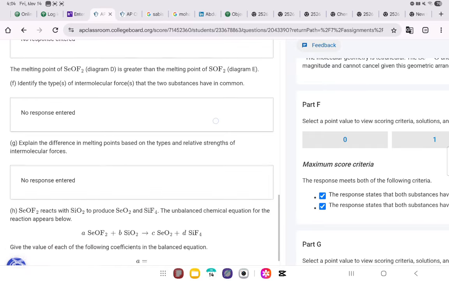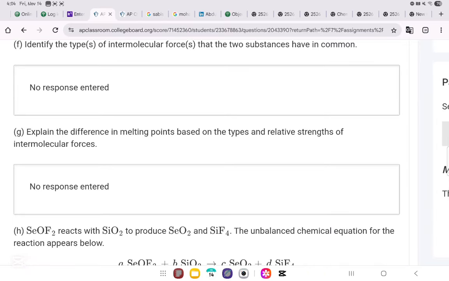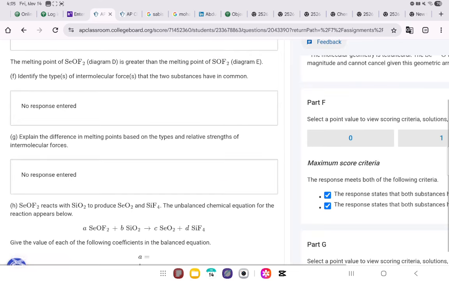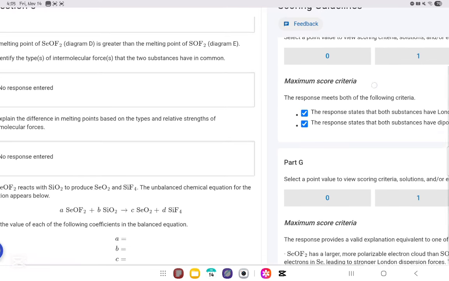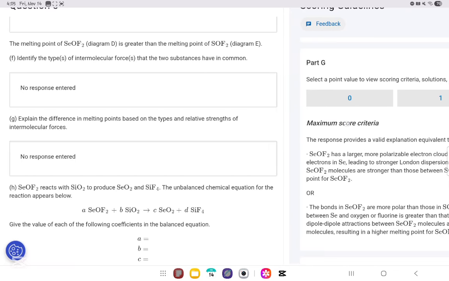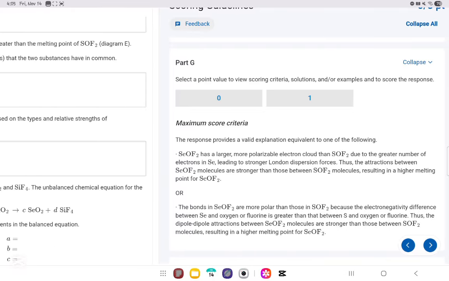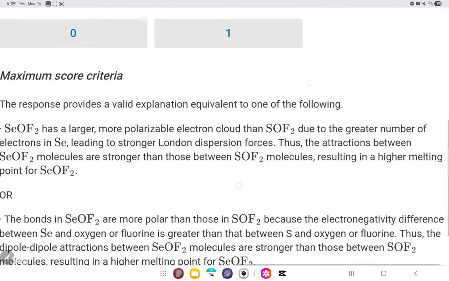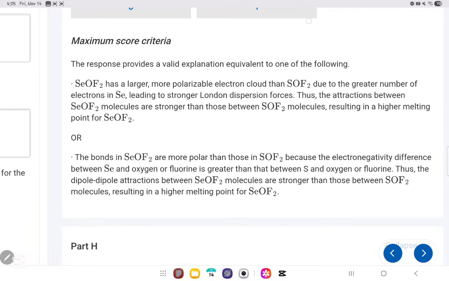Now, part G. Explain the difference in melting points based on the types and the relative strengths of intermolecular forces. Now, the difference in melting point mainly depends on the LDF, okay? But in the AP, they gave us two ways to say this. You could either compare it based on the LDF, or you could compare it based on the dipole.